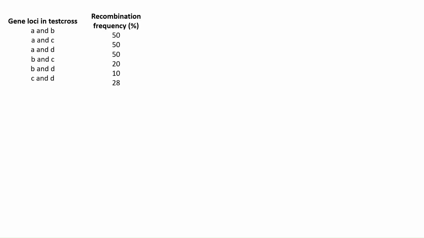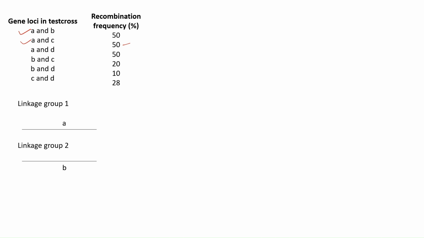So first of all, we have this data with us. Let's start with A and B. Because the recombination frequency is 50%, A and B are present in two different linkage groups. So first we plot that: in linkage group 1, A is present, and in linkage group 2, B is present. Now we look at the gene pair A and C. Here also the recombination frequency is 50%, so A and C are also on different linkage groups.